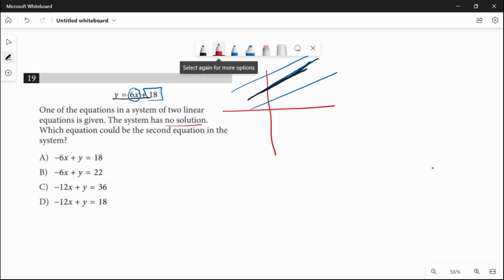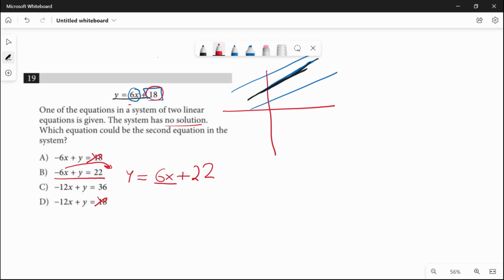So let's have a look at the choices. First, let's cancel out choices that have a y-intercept equal to 18, which is choice D and choice A. Now, which of these two choices left has a slope equal to 6? It is choice B. If we move negative 6x to the other side, we will have y equal to positive 6x plus 22. We have a similar slope, which is 6, and a different y-intercept, which is 22. So answer B is a correct answer.